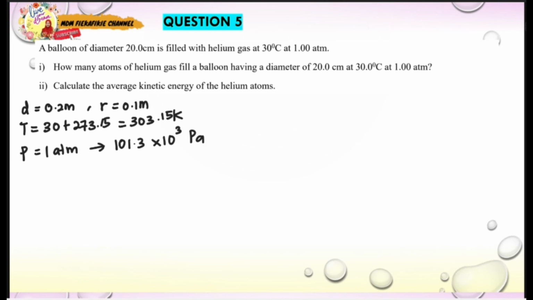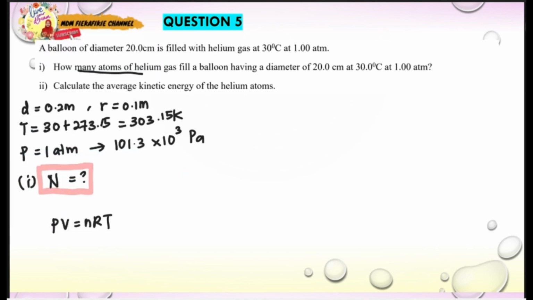Okay, so number 1, how many atoms? So kita nak kira the number of atoms in the balloon. The number of atoms ni dia adalah N, capital N. Ini yang kita nak kira. So, we can use equation. Equation apa kita nak pakai? Kita ada P. Daripada D, kita boleh kira volume. Kita ada diameter. Kalau saya tulis PV equal to nRT.